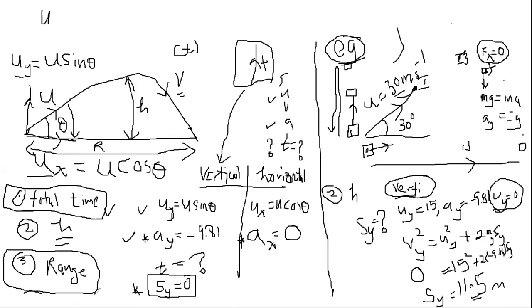Of course, horizontal. You can't go for vertical, because only the horizontal displacement is the same as the range of the object. So you have to go for the horizontal camera. In the horizontal component, do you have 3 pieces of information? You know ux, you know ax. You're looking for sx. You need another one.